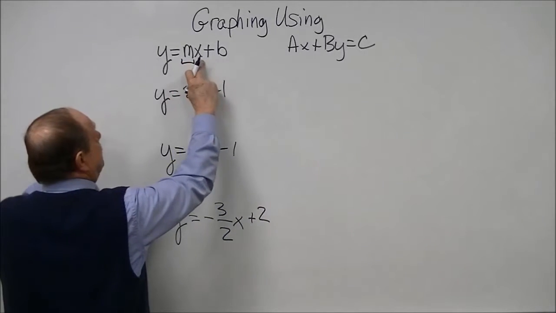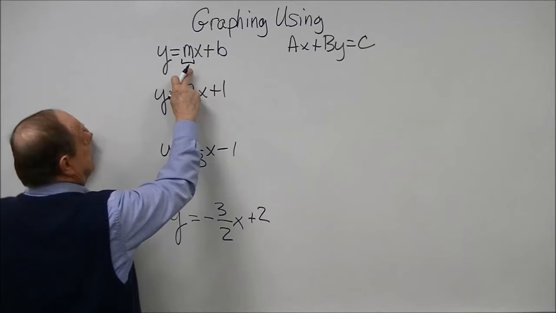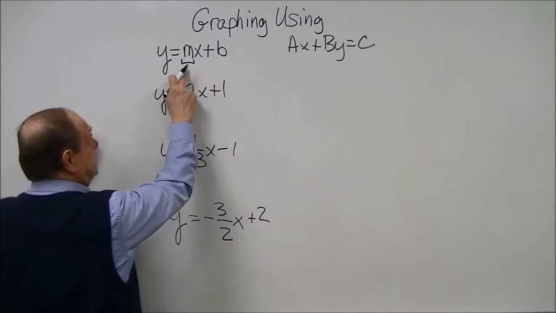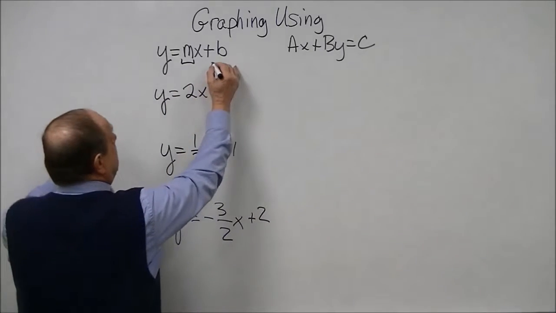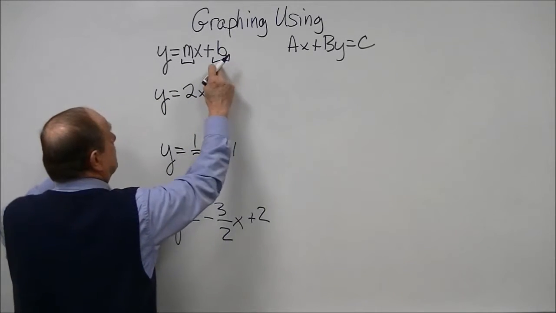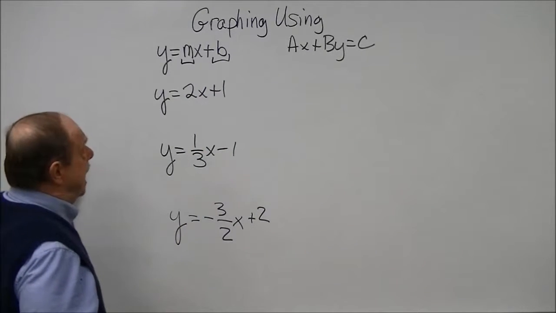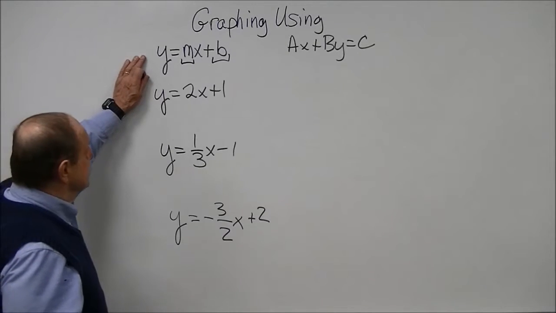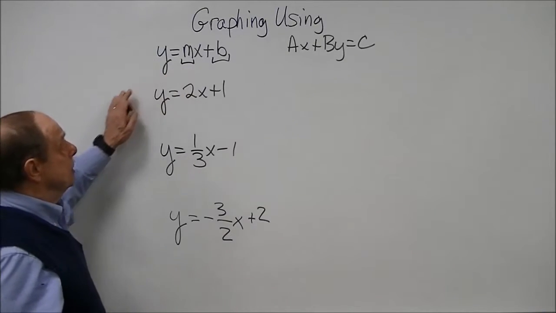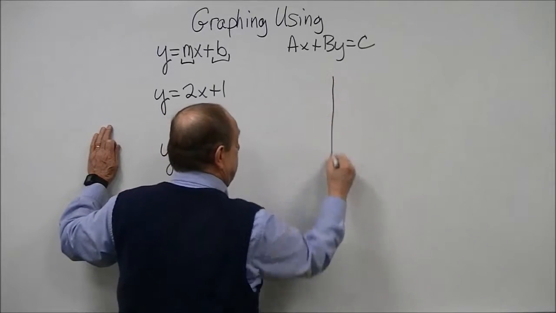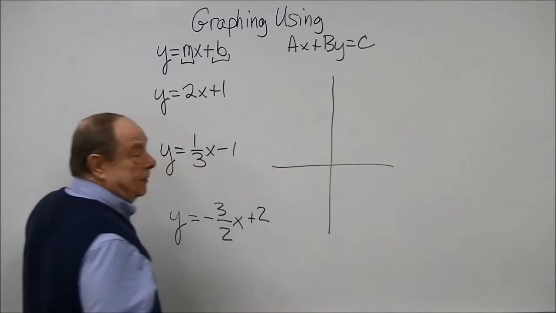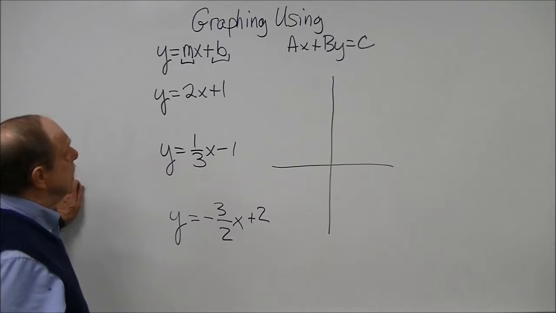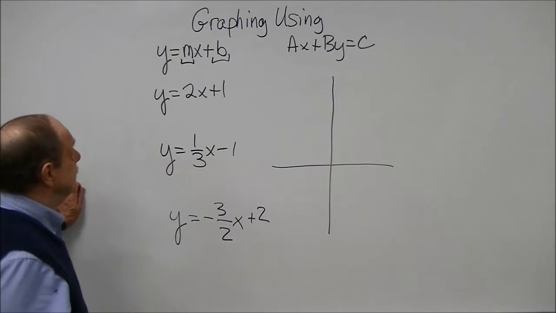The numerical coefficient of the x here, we have it designated as the letter m. That's the slope. And then the letter b, whatever's in that position, happens to be the y-intercept. So using slope-intercept form, it's rather easy to graph. Now if you have graph paper, it comes out much nicer, but this is to give you an idea of what you need to do.